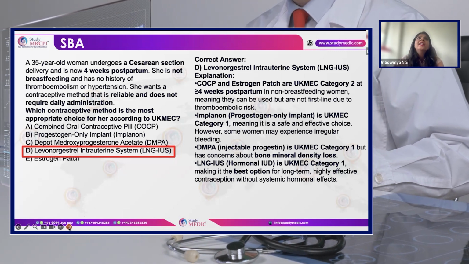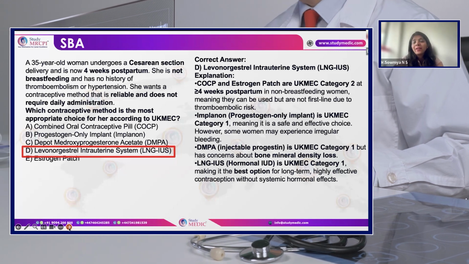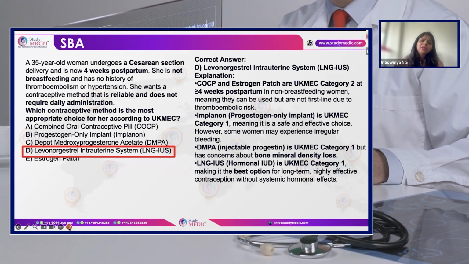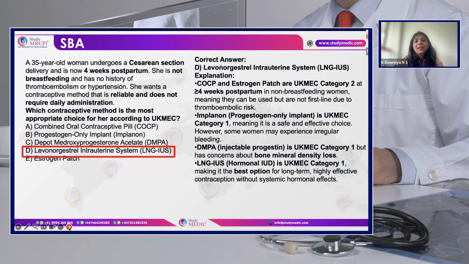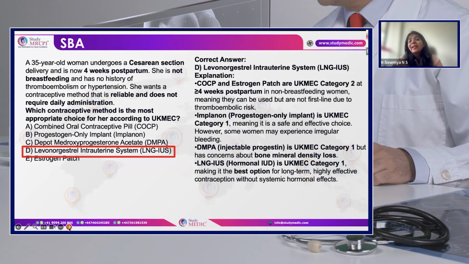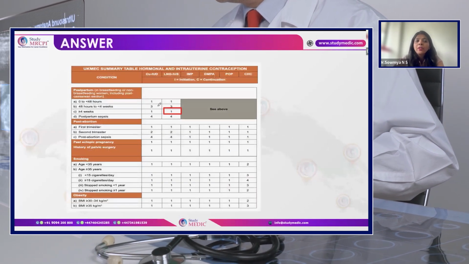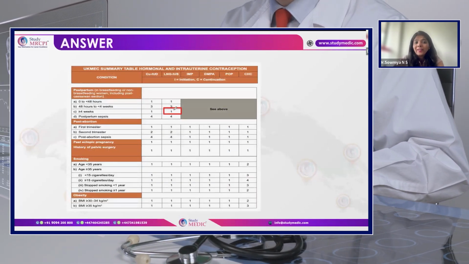There could be, not necessarily that they only give one option with category 1. They could give you a lot of options with category 1, but choose, within category 1, which is the best one. For example, you see here, more than 4 weeks, the best bet will always be LNG-IUS.